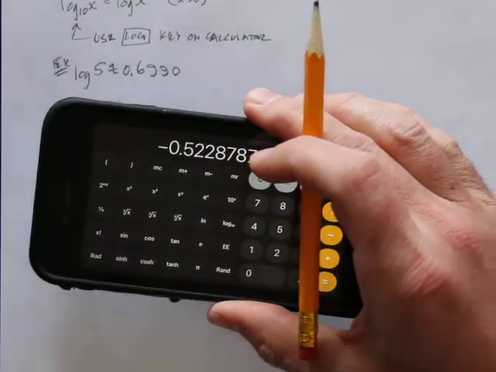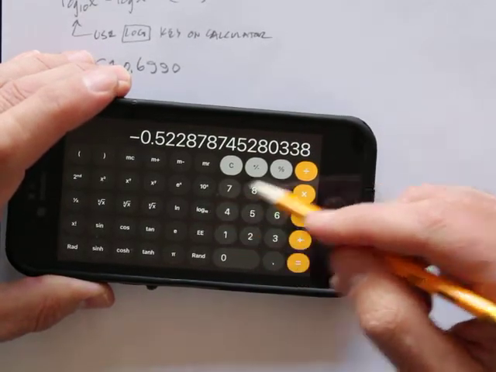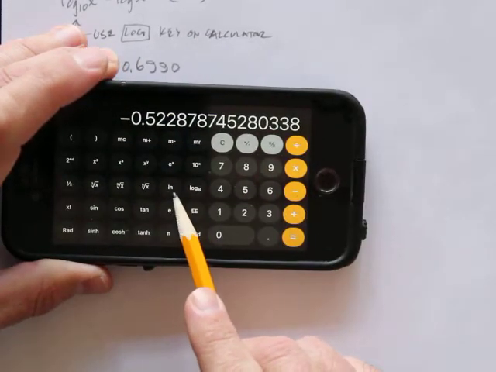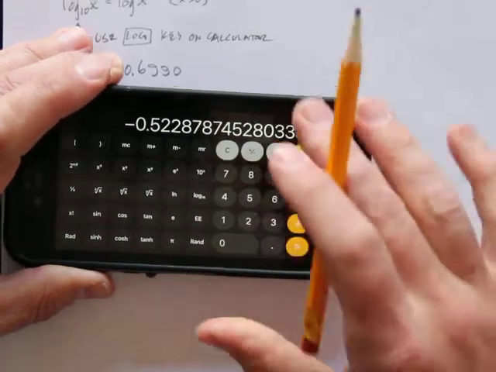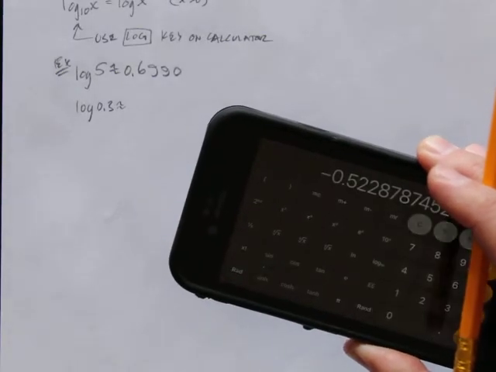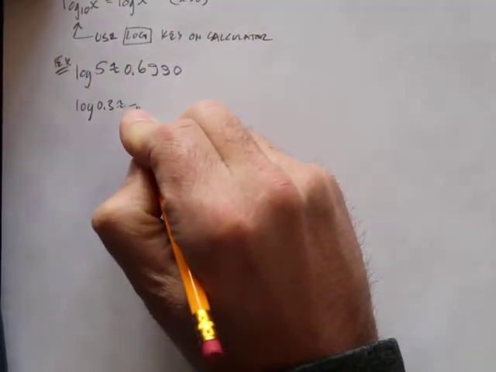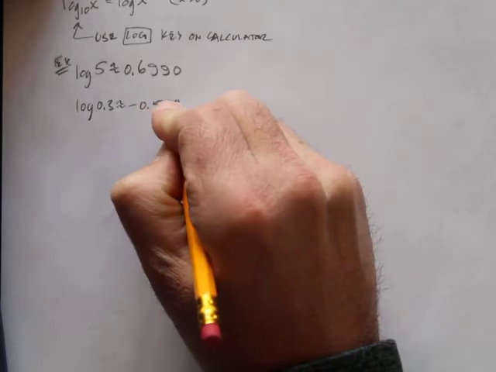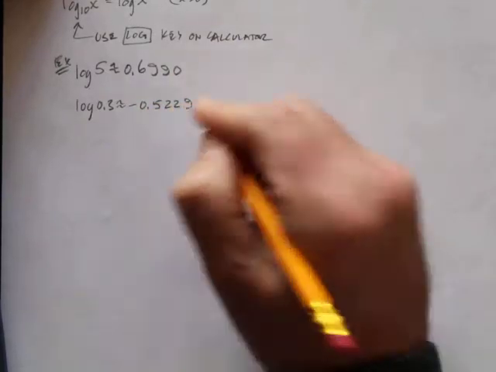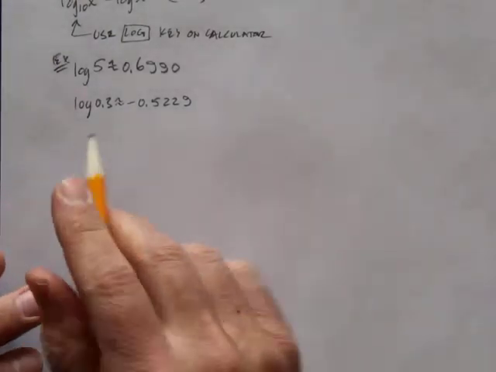Same thing with this one. But on my phone, I push the numbers first, and then I push the log. Notice here there's this ln key. That's natural log. We're going to look at that coming up, but not today, but very soon, probably on the next lesson. So on the calculator we have negative 0.5229 is what that would round to.